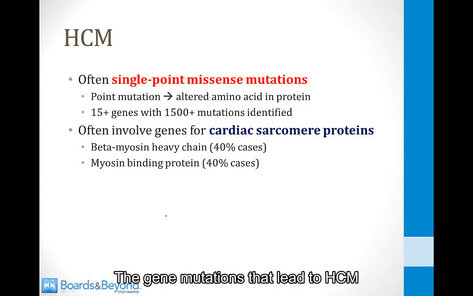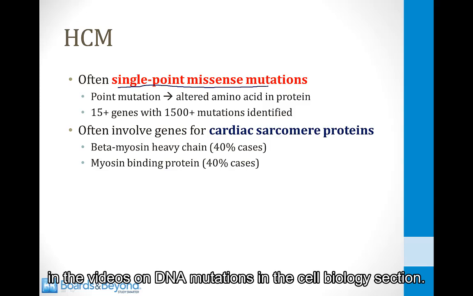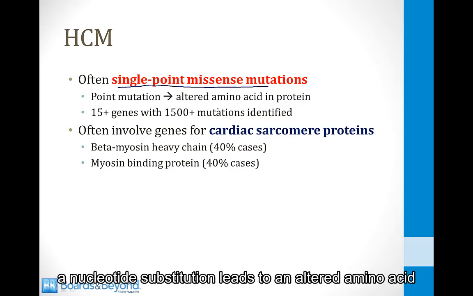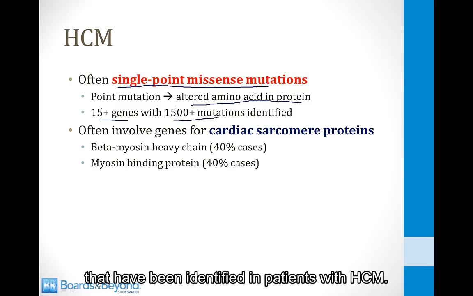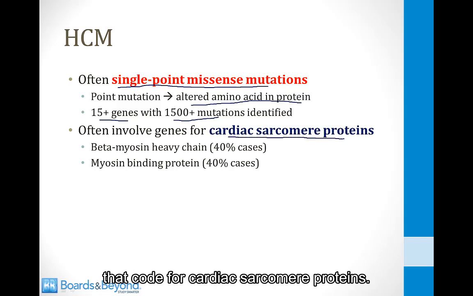The gene mutations that lead to HCM are often single-point missense mutations, and I discussed this type of mutation in greater detail in the videos on DNA mutations in the cell biology section. But by way of review, a point mutation is when a nucleotide substitution leads to an altered amino acid in the final protein. And there are 15 or more genes with 1,500 plus mutations that have been identified in patients with HCM. Many of these mutations involve genes that code for cardiac sarcomere proteins.